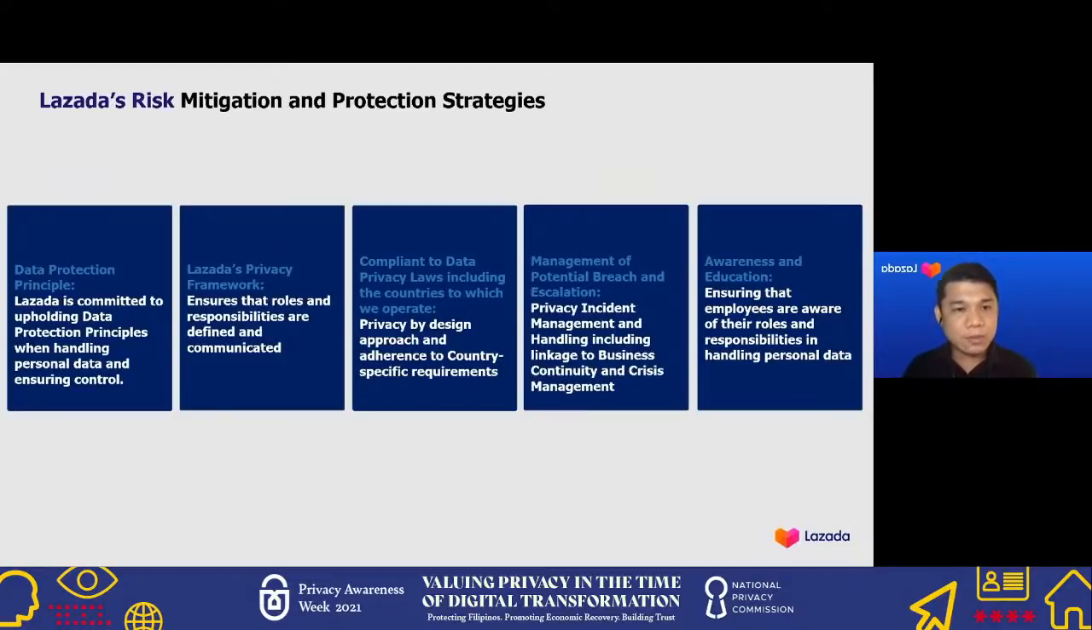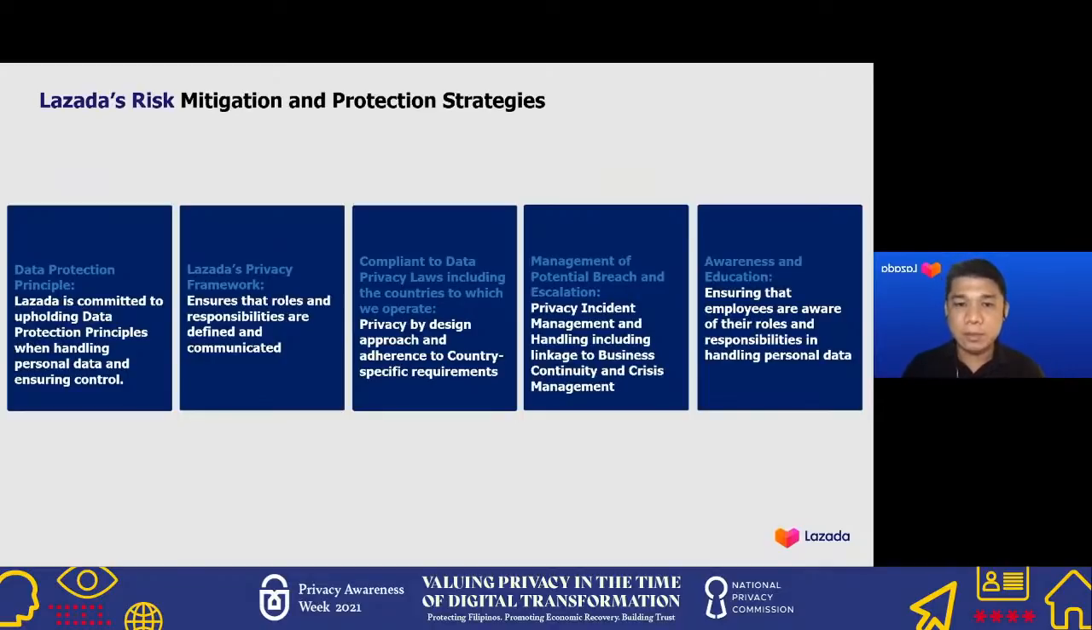Lazada's privacy framework, which is the second one, ensures that roles and responsibilities are defined and properly communicated internally. We do have our own onboarding and our continued education and awareness campaign that allows us to understand our roles as information controllers and processors. Third, in compliance to data privacy laws, which includes the countries in which we operate, we adopt a privacy by design approach. And as mentioned earlier, we adhere to country-specific requirements.